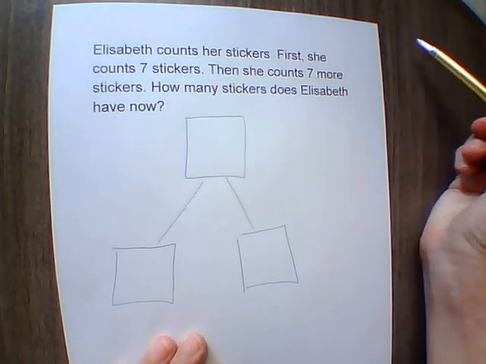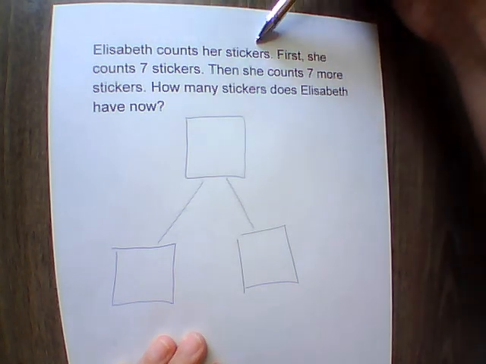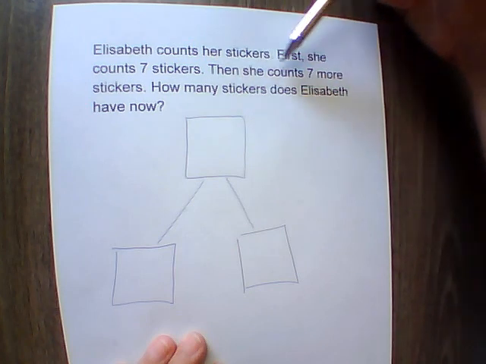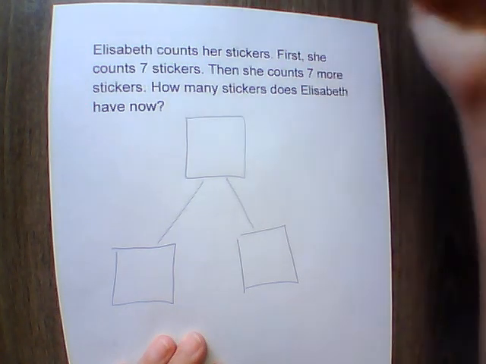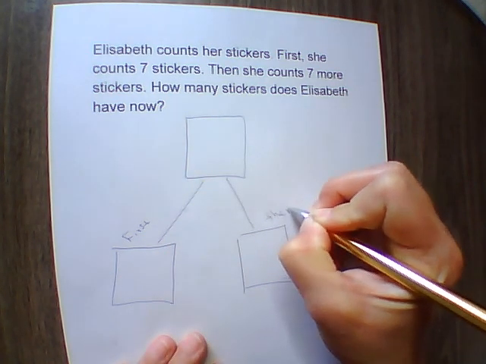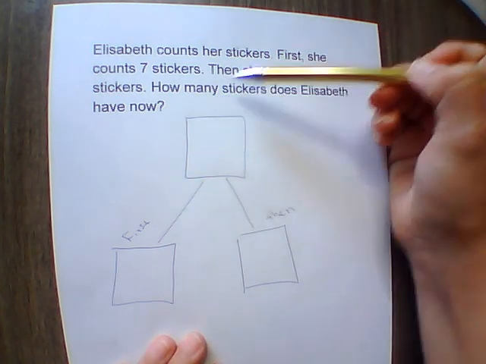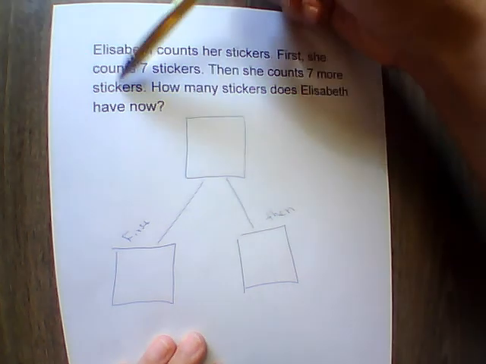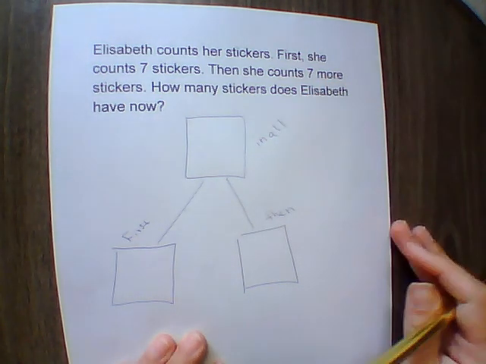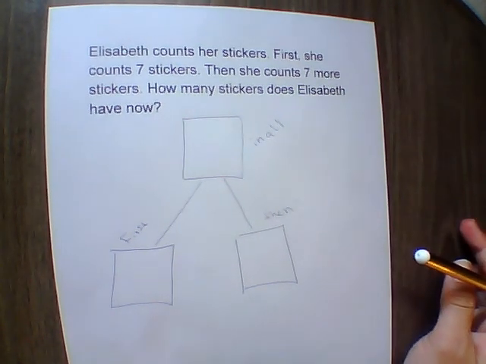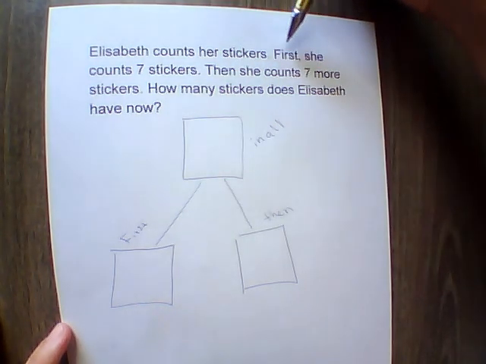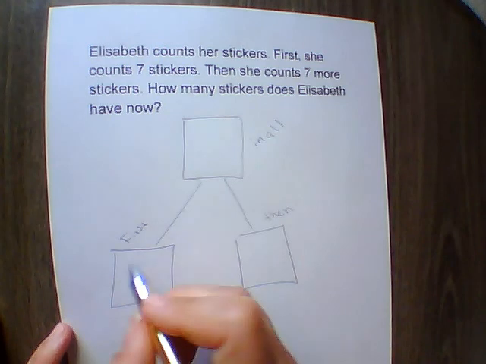We're going to read our problem again. Elizabeth counts her stickers. First, she counts 7 stickers. Then, she counts 7 more stickers. So I'm going to do a first and a then. How many stickers does Elizabeth have now in all? So how many does she have now in all? Alright, so I'm going to go through again to fill my numbers in. Elizabeth counts her stickers. First, she counts 7 stickers. So first she counts 7.